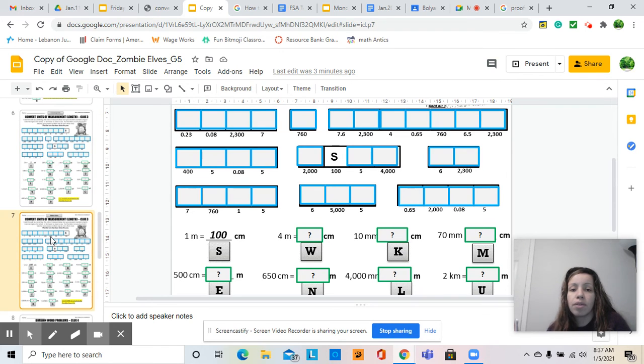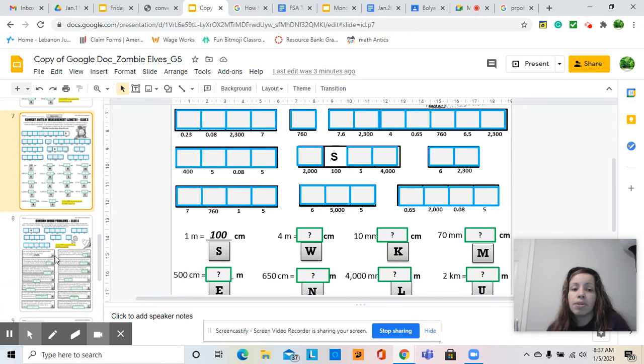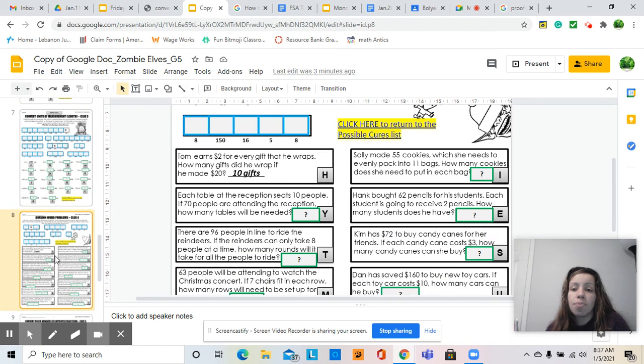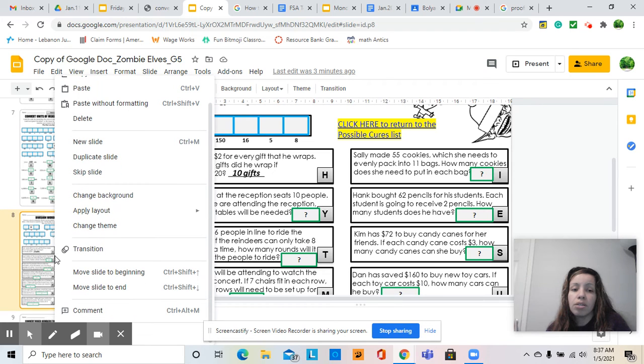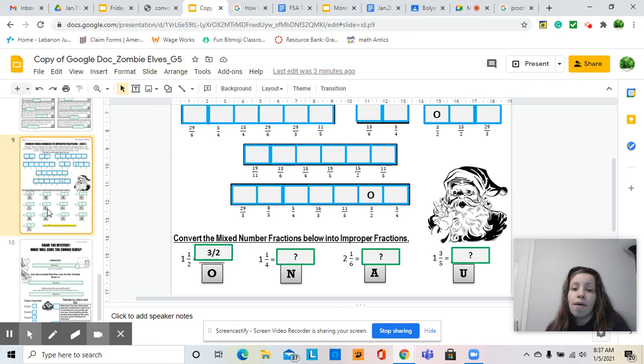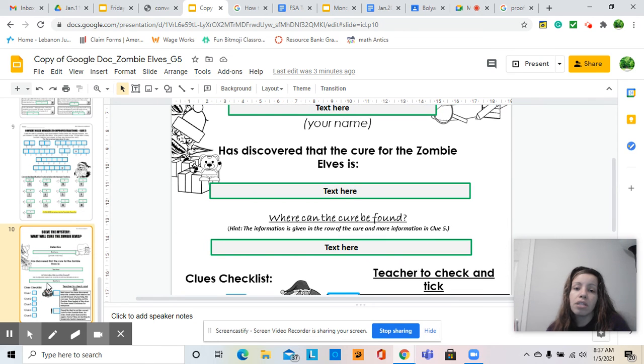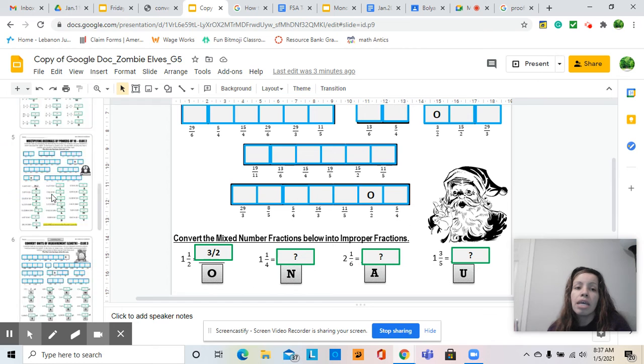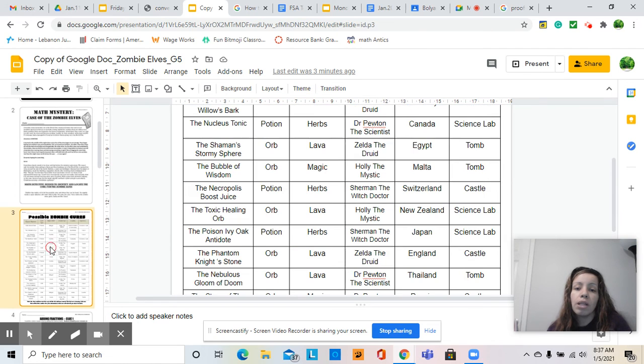So you'll need that for this one and this one. This one is in yards, this one is in centimeters. Then this one's are word problems with money, not too hard, but you still have to do some thinking there. Then this one is just converting from mixed numbers to improper fractions. And then at the end, once this is all done, you should have only one clue left, and that should give you your answer.